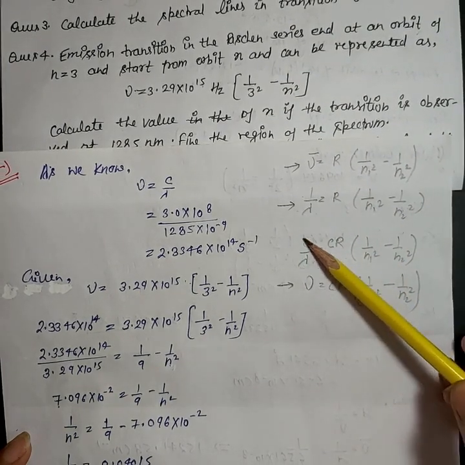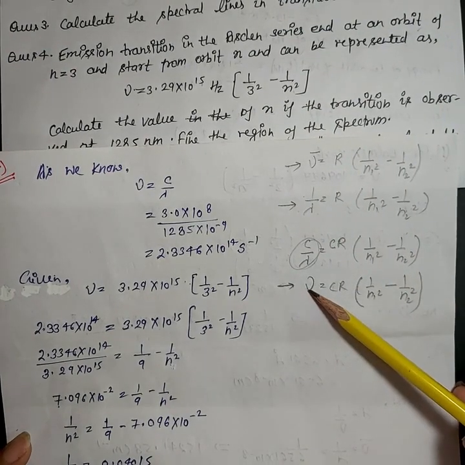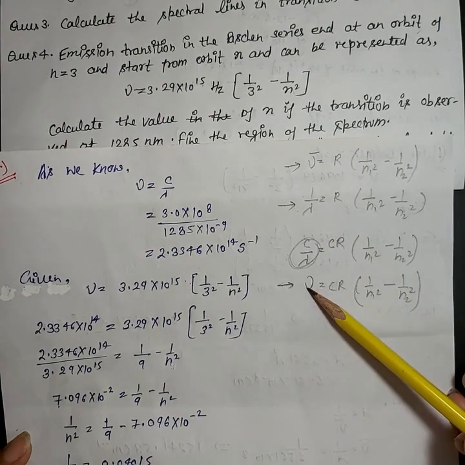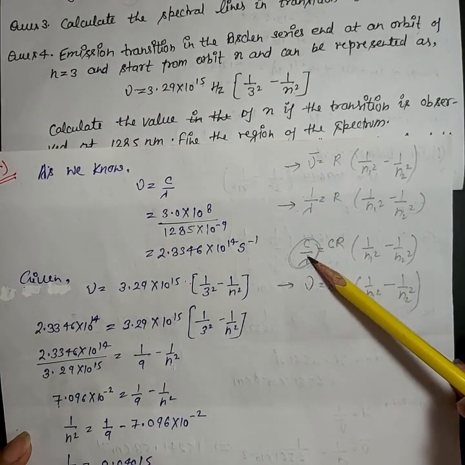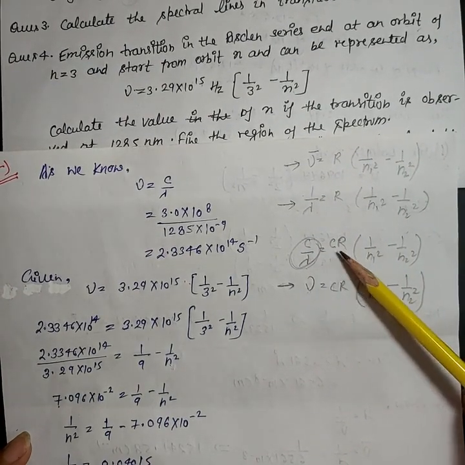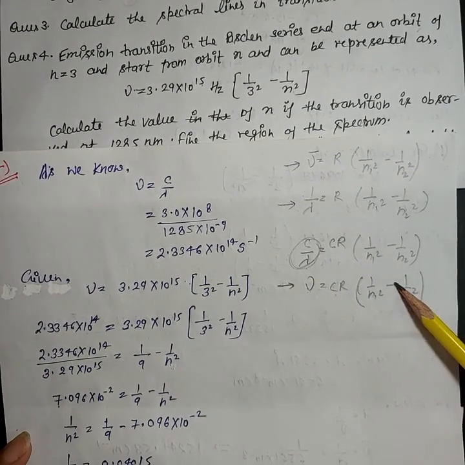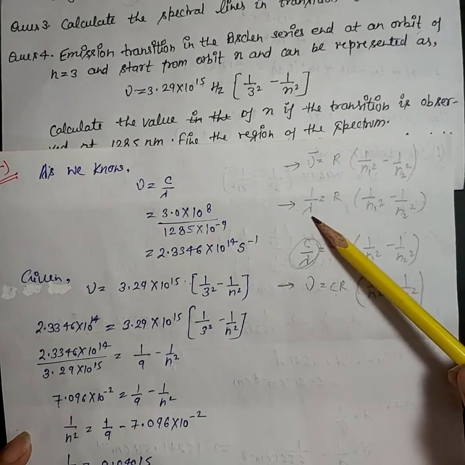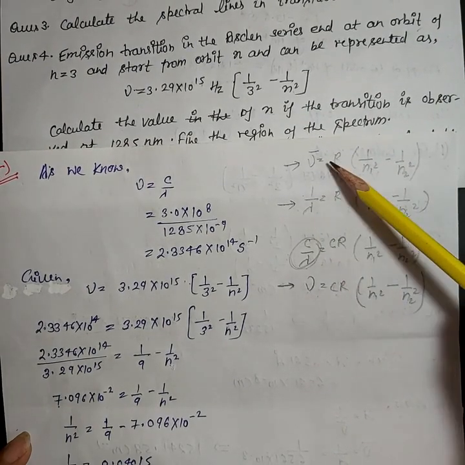As c over lambda equals nu, we can write nu in the place of c over lambda. So nu equals cR times (1 upon n1 square minus 1 upon n2 square). In this way we can calculate wavelength or frequency by the same equation.